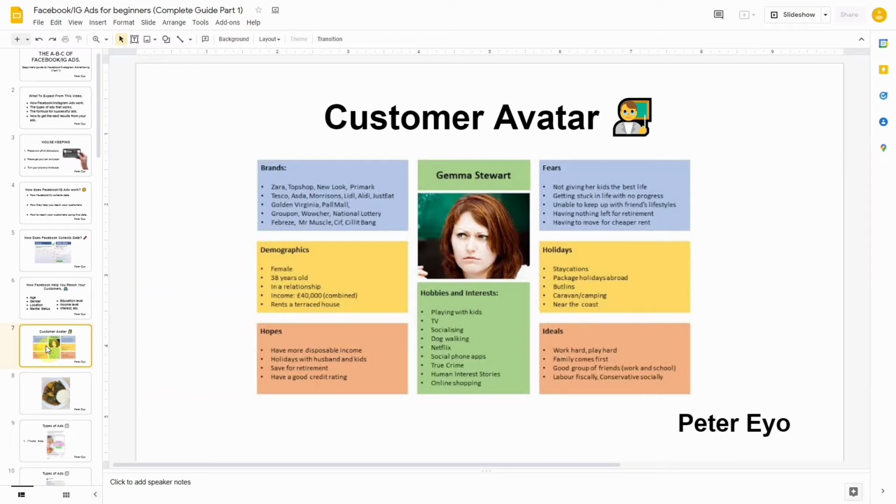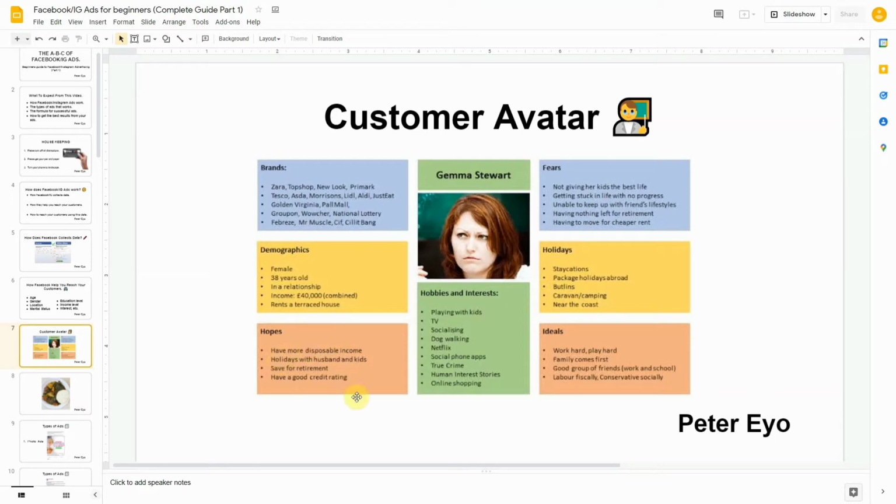Now this is the customer avatar of Gima Steward. I don't know what the business owner is selling, but this is just a representation of who the person's customer is. As you can see, we have brands she likes, like Groupon, National Lottery, Mr. Muzzle, Silit Bank. We have her demographics. She's a female, 38 years old, in a relationship, and her income is £40,000. The kind of house she lives in is a terraced house.